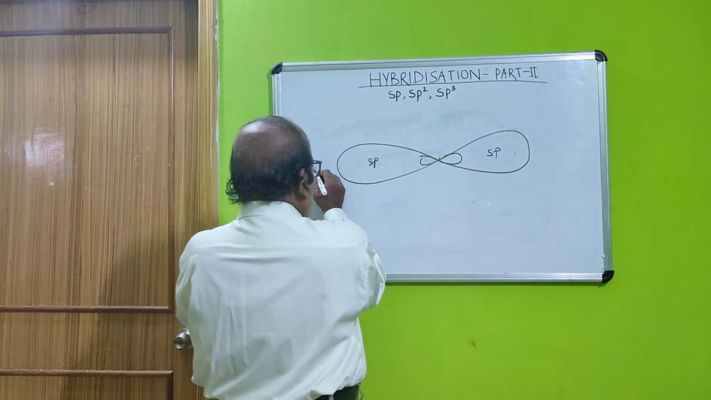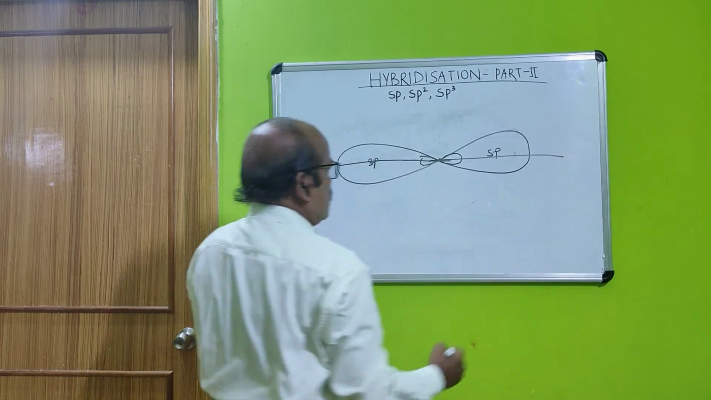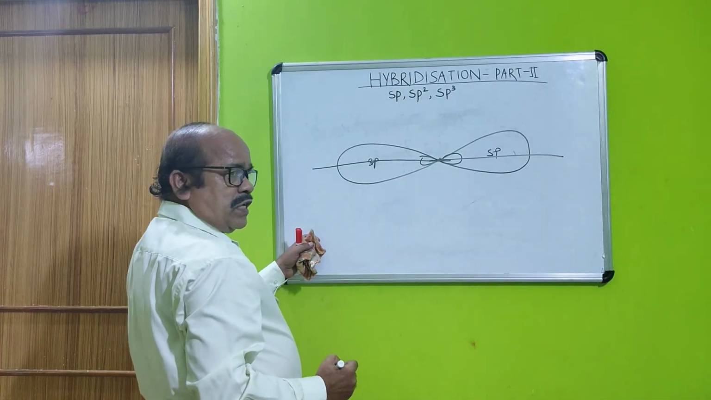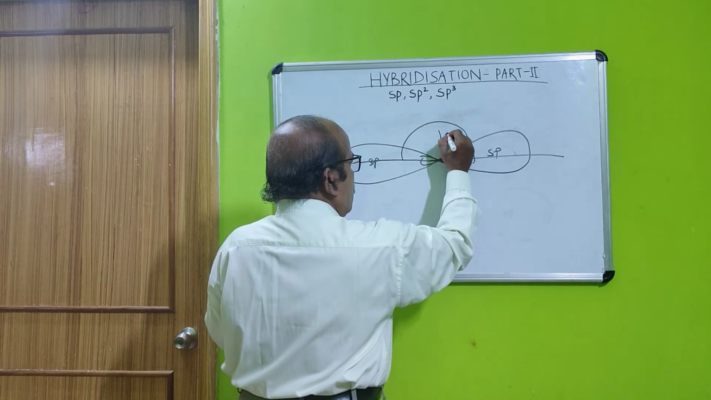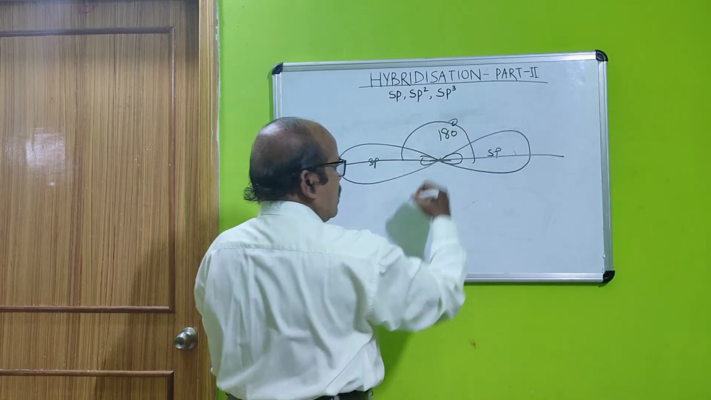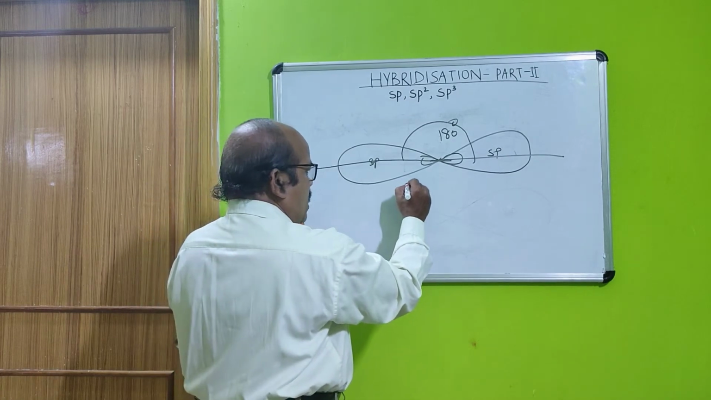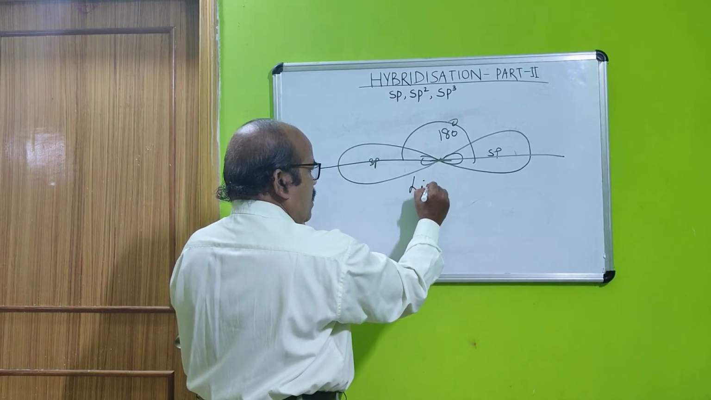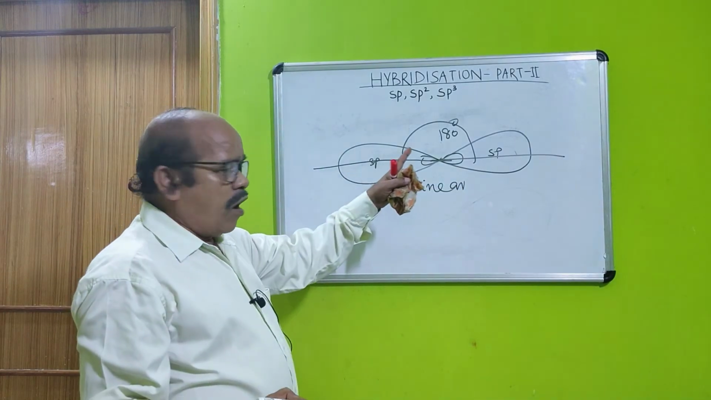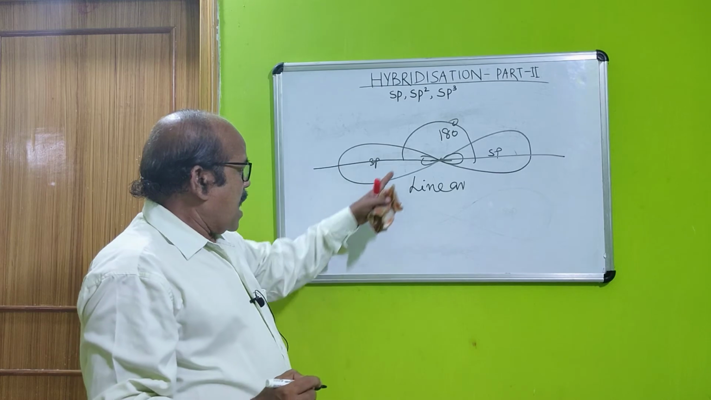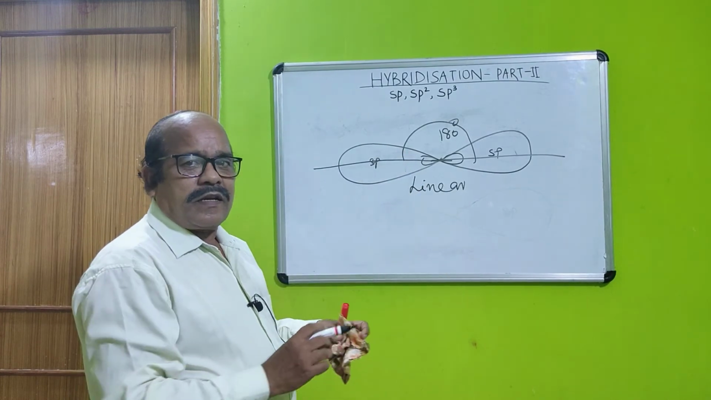The 2sp hybrid orbitals will repel each other, and the structure is like this, making an angle of 180 degree. And the shape is a straight line. We call the shape linear. So for all sp hybridization, the bond angle is 180 degree and the shape is linear.